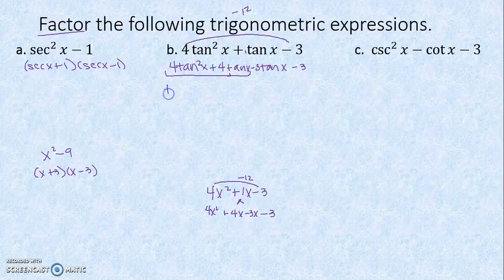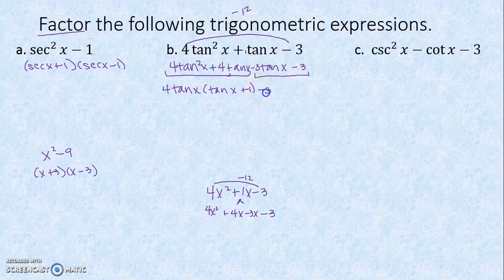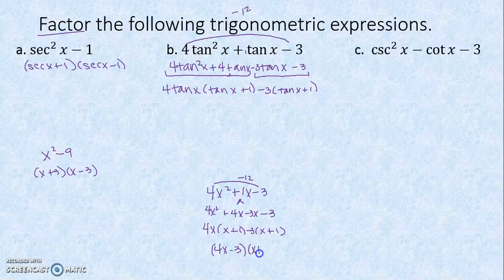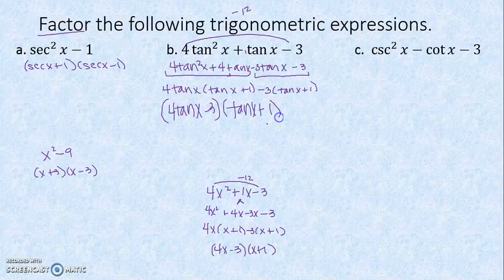So out of these first two, I can factor out a 4 tangent x. I'm left with tangent x plus 1. Out of the second group, I can factor out a negative 3. I'm left with tangent x plus 1. Similarly, if you were down here, you'd factor out a 4x, be left with x plus 1, factor out a negative 3, be left with x plus 1, which would turn into 4x minus 3 and x plus 1. Up here, my two factors are 4 tangent x minus 3 and tangent x plus 1.